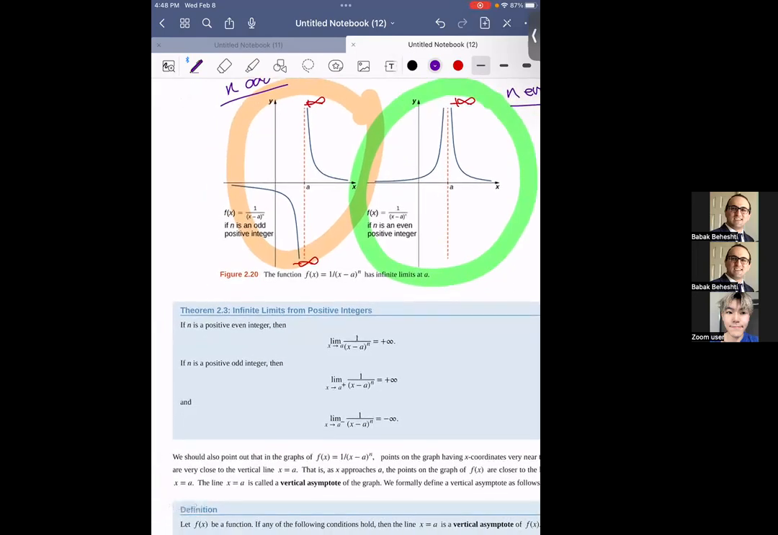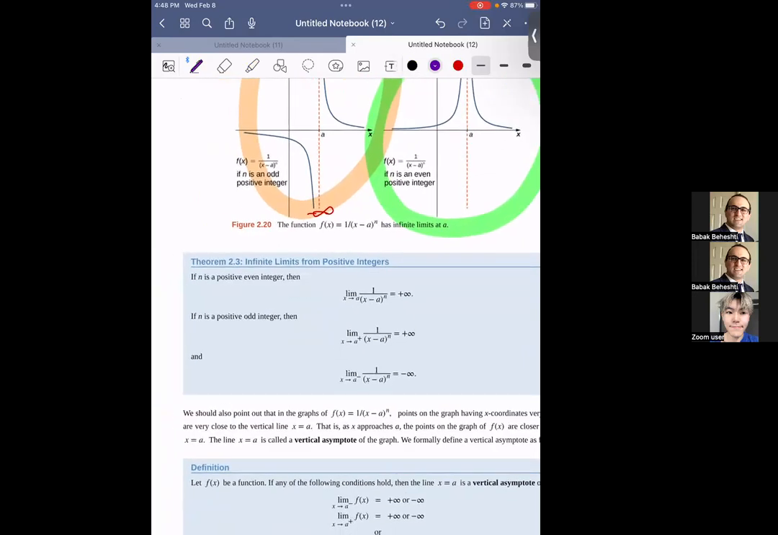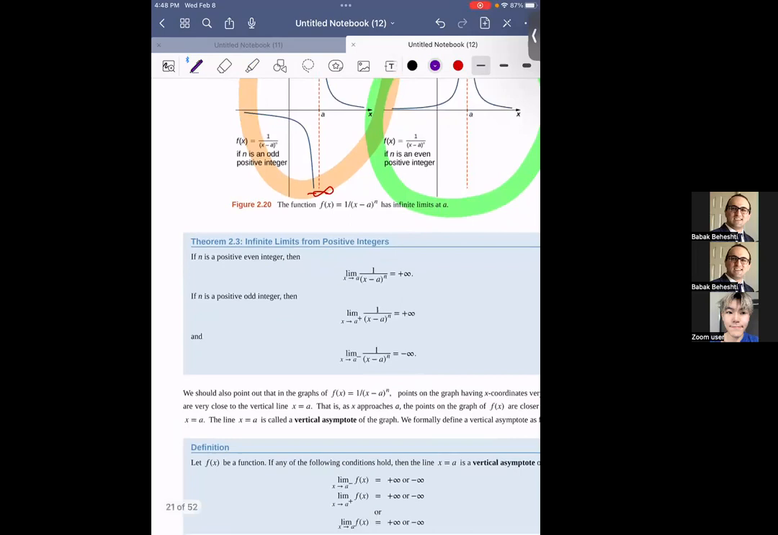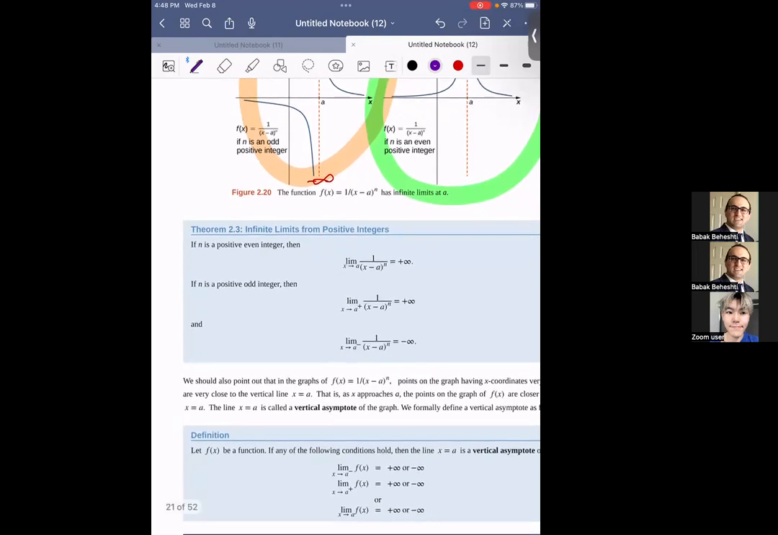And here is the summary. So if n is even, the limit of 1 over (x minus a) to the power n when x goes to a is plus infinity. So right and left limits are equal. But if n is odd, the right limit is plus infinity, while the left limit is minus infinity.